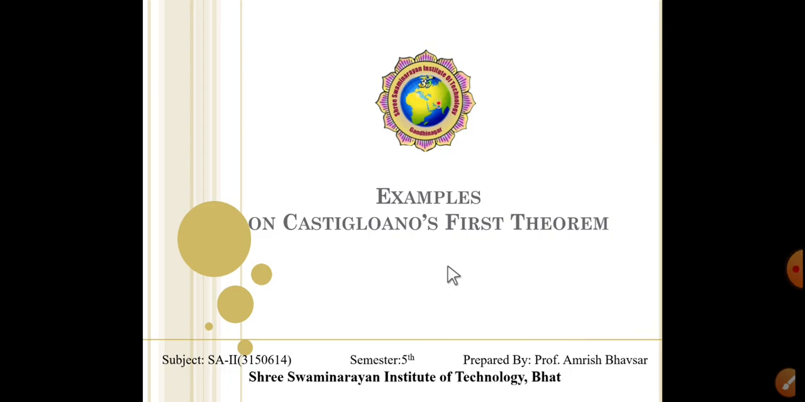In our previous lecture, we discussed Castigliano's first theorem and Castigliano's second theorem. In any case of a determinate structure, we have to find the deflection and the rotation, meaning slope, for a determinate structure using Castigliano's first theorem.